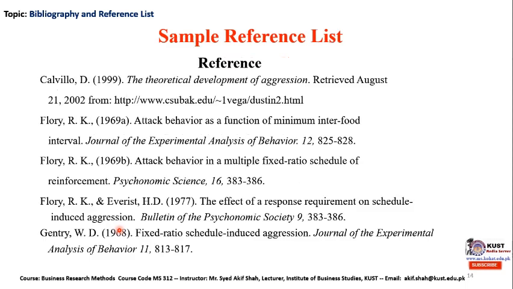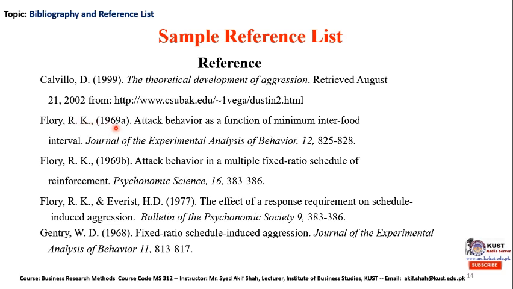Like you can see the first rule, that the author whose name comes first in the alphabetical order needs to be placed at the top, like C comes first then F, and similarly F comes first then G. So the Calvio D 1993, and this is what the last point was emphasizing, to italicize the title of the journal, which is Theoretical Development of Aggression, retrieved August 21, 2003 from this website. So this was actually the website link. It is not a journal link.